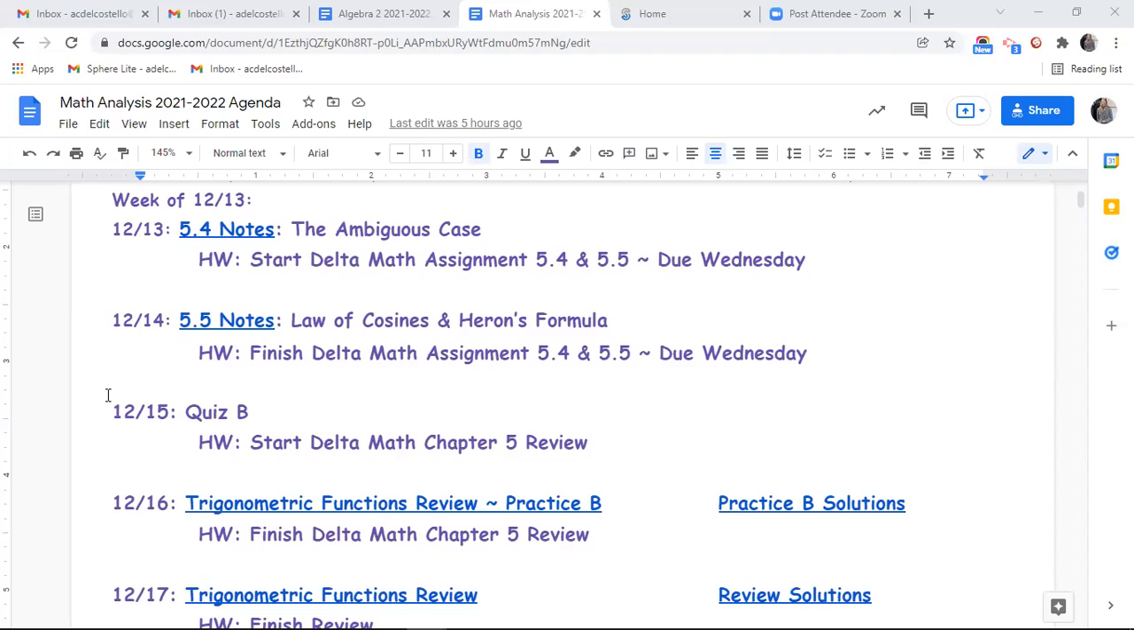All right, so again, we're going to do today what is called the ambiguous case and a little bit of law of cosines. You need to make sure that your calculator is in degrees, or else everything you do today will be wrong. Okay, so it's very, very important.